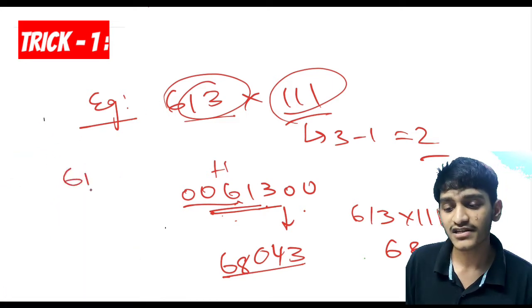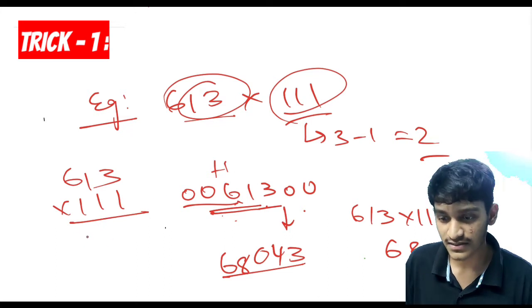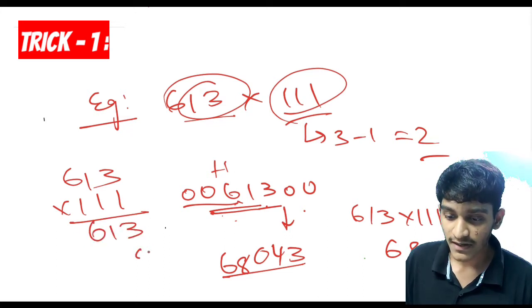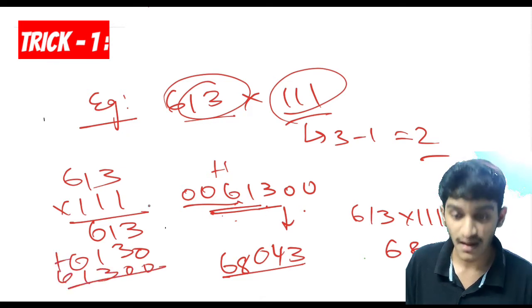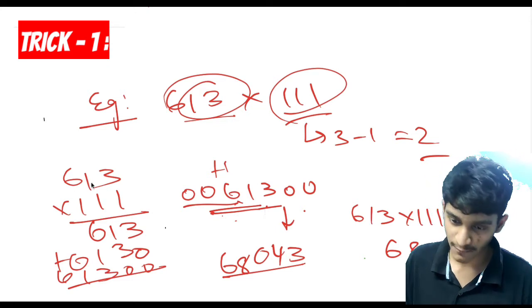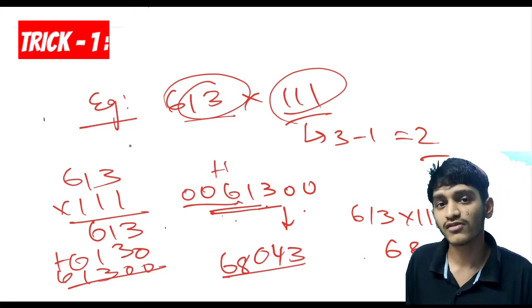Now if you try the traditional method, 613 times 111, it is going to take you ages. You will be multiplying by 1, then adding a 0, then again by 1, adding multiple zeros, then again 1 and 3, and then I have to add again. It is going to take you some time. Instead you can follow this method, and if you are well versed with the technique, then you can easily solve the problems.